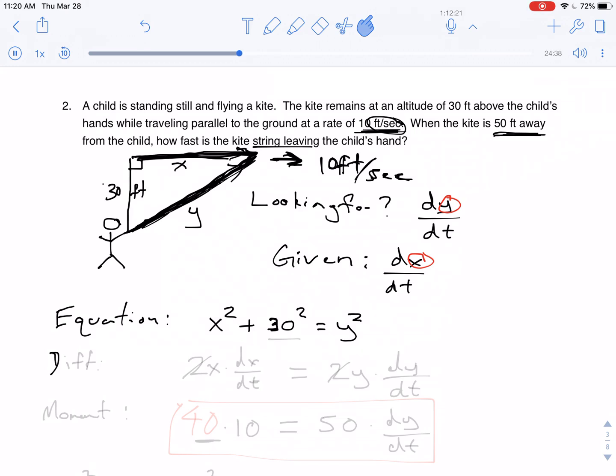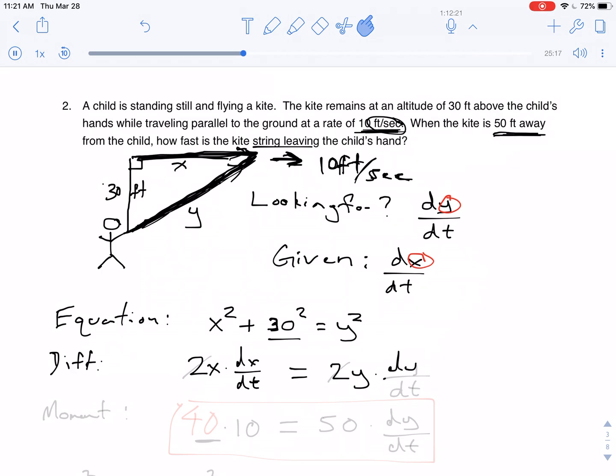So after that, we can do our fourth step, which is differentiate. We're going to differentiate with respect to t. So when I take that derivative, I get 2x times dx/dt. Every time we take the derivative with a variable involved, we will get a dx/dt or a d-whatever/dt kind of thing. If I take the derivative of 30 squared, that's 900, and the derivative of that is 0. Then this equals 2y times dy/dt.